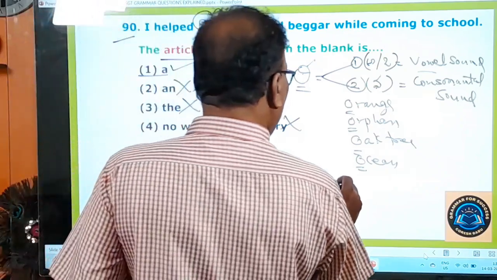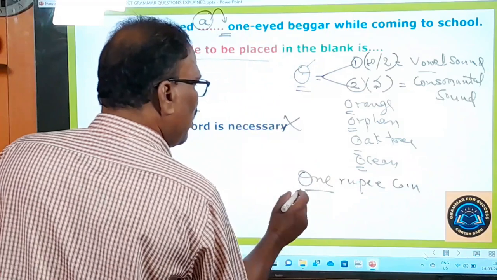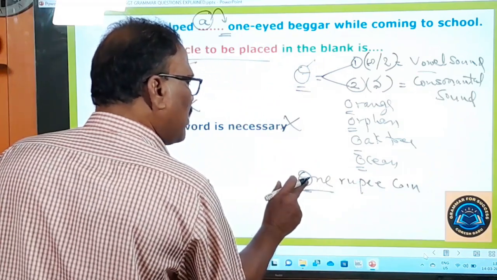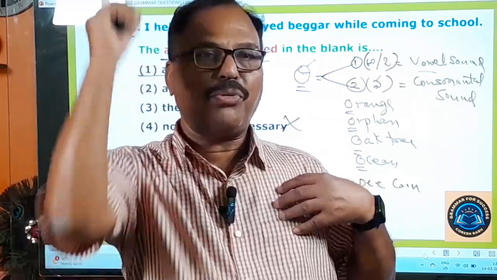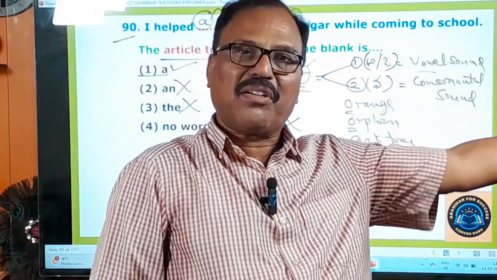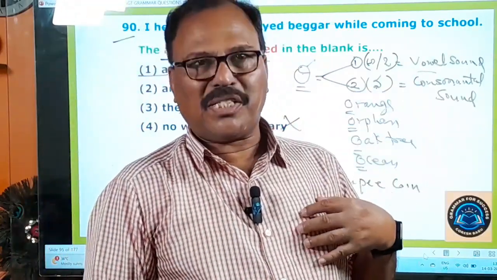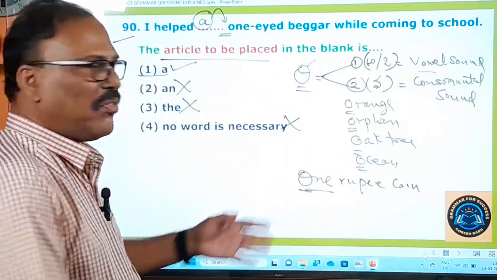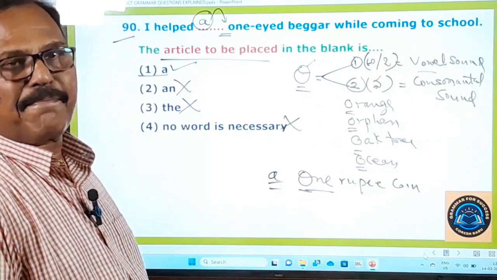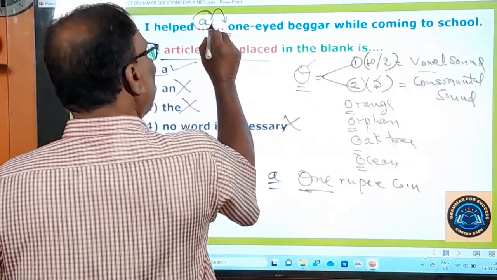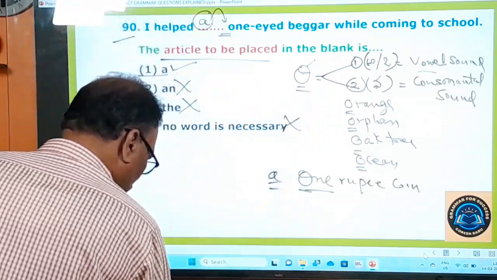That's why one rupee coin. So O is in this one. O always gives a consonantal sound, and you know very well there is a rule in the English language. A is used before the words beginning with a consonantal sound, and an is used before the words beginning with a vowel sound. So here the word is beginning with a consonantal sound, and therefore we have to use A before that. A one rupee coin. So that's why this answer is logically correct. So now let's move on to the next question.